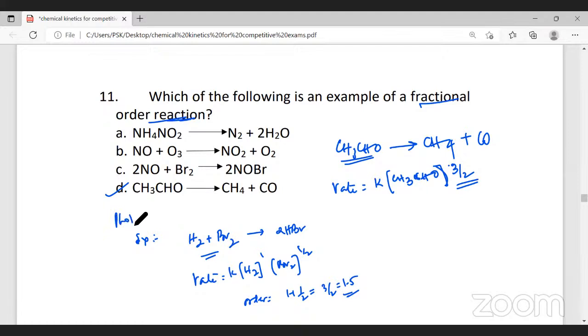Photochemical combination of hydrogen and bromine means this happens only in the presence of sunlight. So this is also an example of a fractional order reaction.